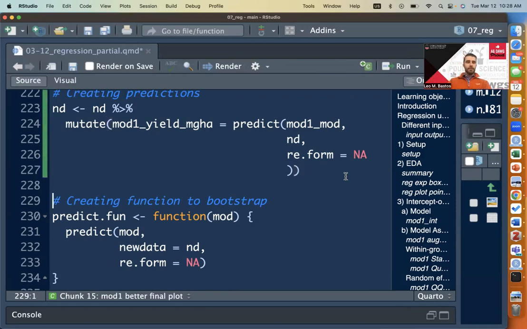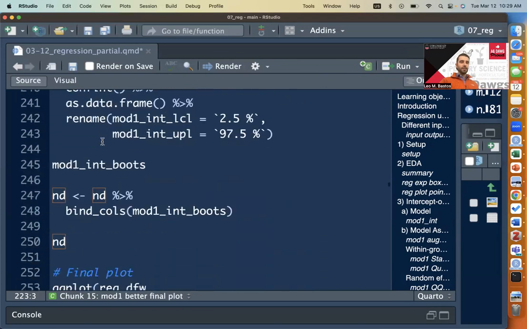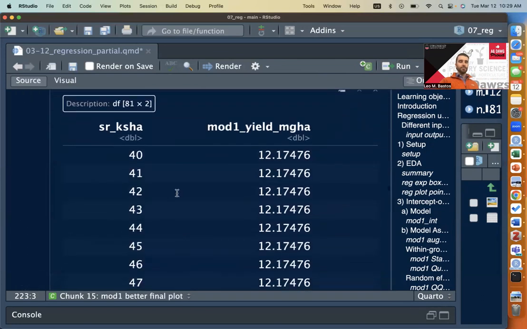All right, if we run this, oh, I got an error. Let's see what's going on. Oh, mod1_int. Sorry, I had a typo here on my model name. I had mod1_mod and it was mod1_int. So make sure you change that. I just want to print out what ND looks like. So we just overwrote ND. So I just printed that and coming lower here.